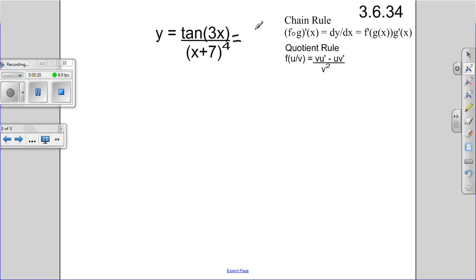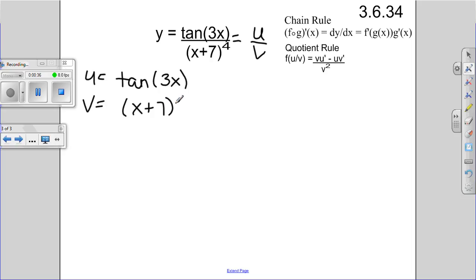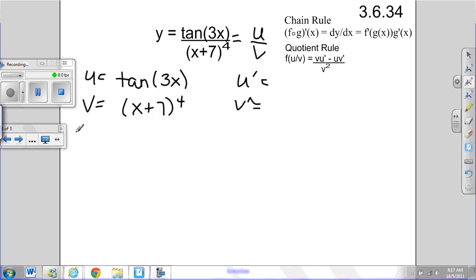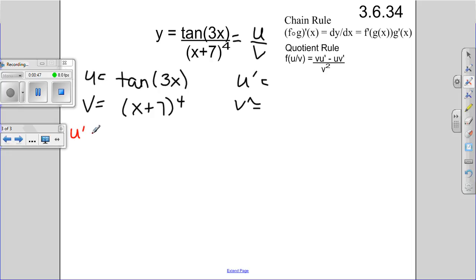This function is clearly recognizable as of the form u over v. So we know that our u for the quotient rule is simply our numerator, which is tangent 3x, and our v is simply our denominator, (x plus 7) to the fourth. But we don't quite know yet what our u prime and our v prime are. In order to find them out, we're going to need to use the chain rule. So let's start by finding u prime.